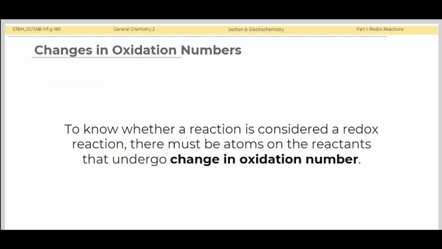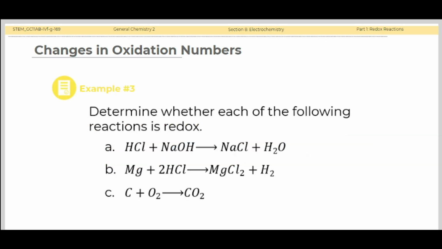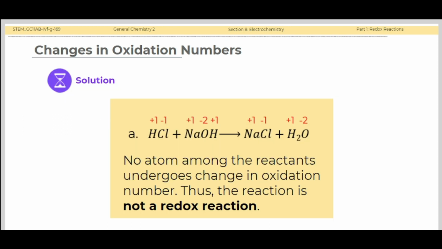To know whether a reaction is considered a redox reaction, there must be atoms on the reactants that undergo change in oxidation number. Example 3. Determine whether each of the following reactions is redox. Solution. Write the oxidation numbers of all atoms shown in the equation. A. No atom among the reactants undergoes change in oxidation number. Thus, the reaction is not a redox reaction.